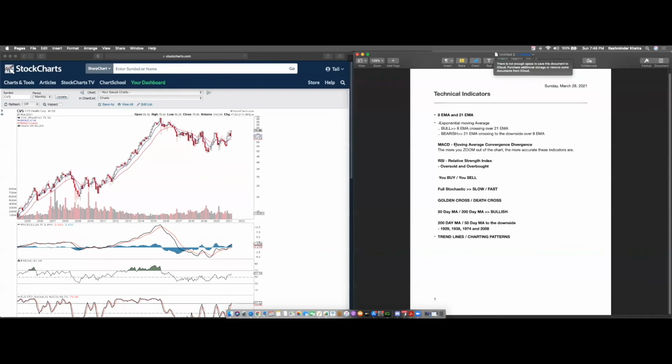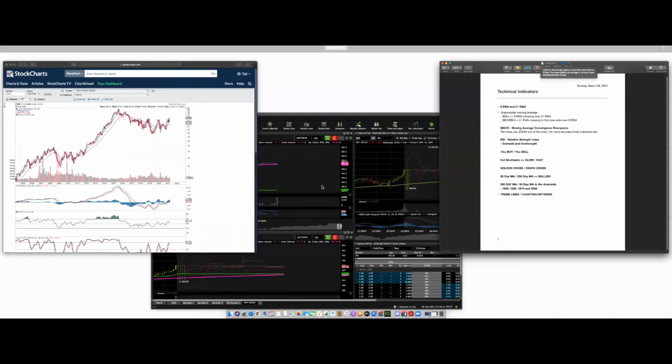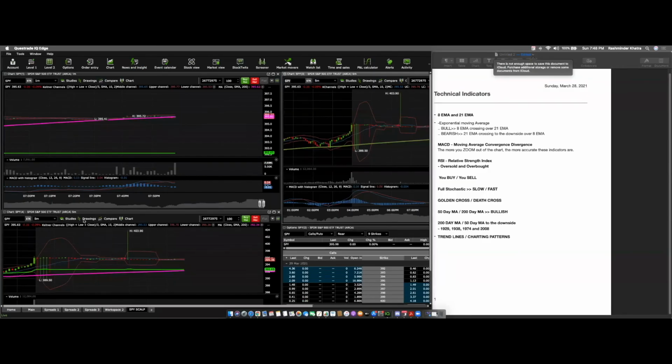But there are a lot of indicators, right? I mean, if I go on Questrade here, for example, if I just go on, can you guys see my Questrade platform?